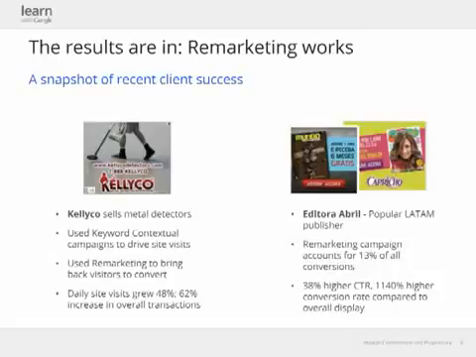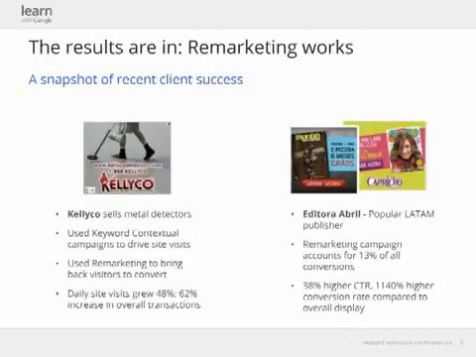Now, if you remember from our stat, 96% of users will fall off of the site before performing the desired action, so Kelly Co. looked to remarketing on the GDN as a way to bring those users back. Now, with the combination of their keyword contextual campaign as well as the remarketing campaign, they saw visits grow dramatically, and they saw a 62% increase in overall transactions.